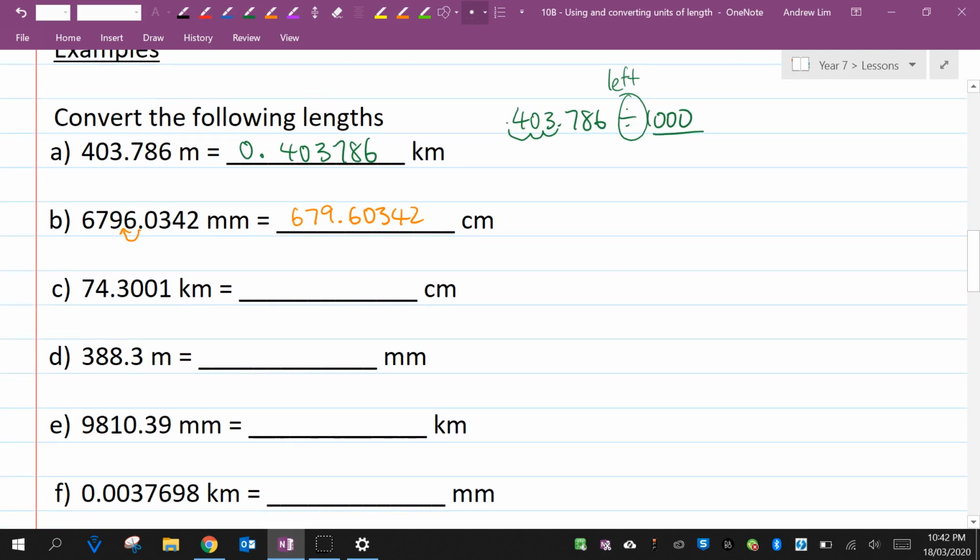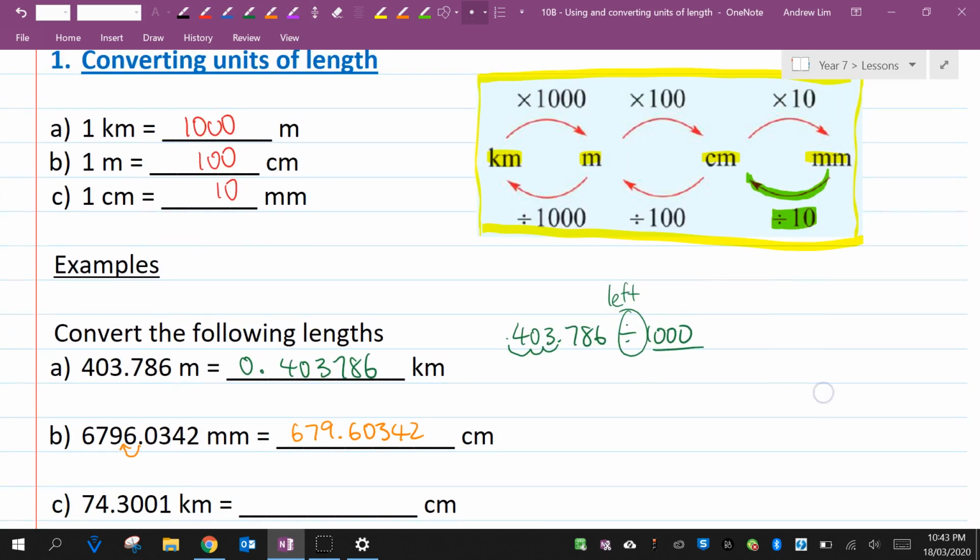Okay, I'm going to do one more question with you, and then I want you to have a go with the rest of these yourselves. So in question C, we want to convert 74.3001 kilometers into centimeters. Kilometers into centimeters. So follow the arrow. In order to convert kilometers into centimeters, first we need to convert it into meters by timesing by 1,000. And then we need to convert it into centimeters by timesing by 100.